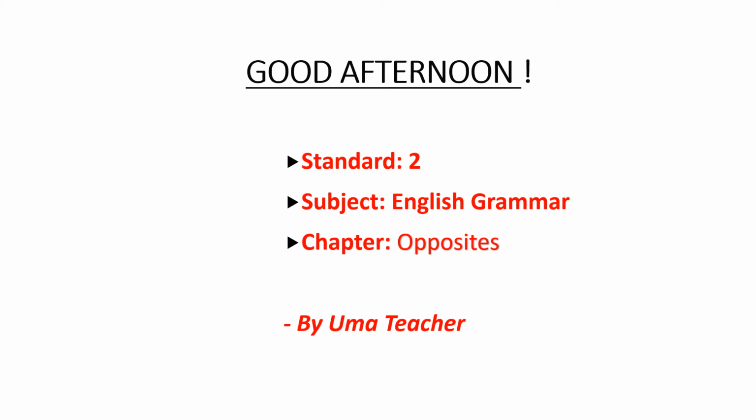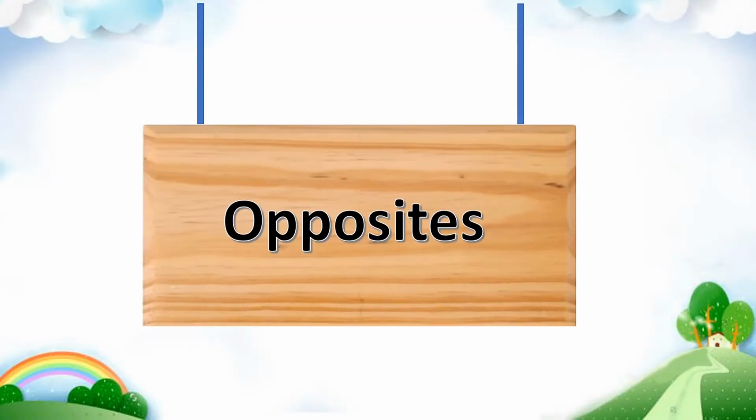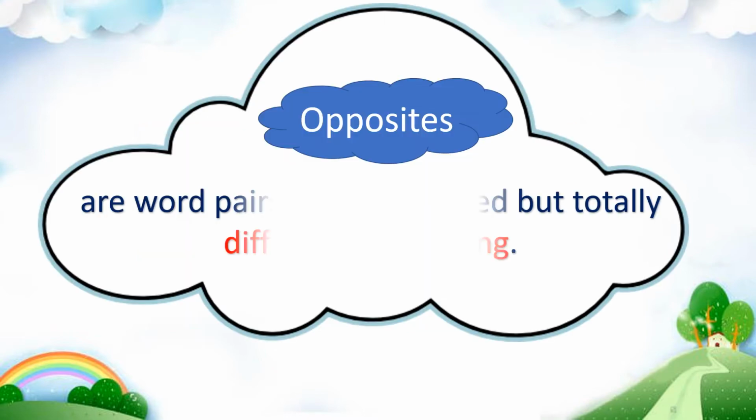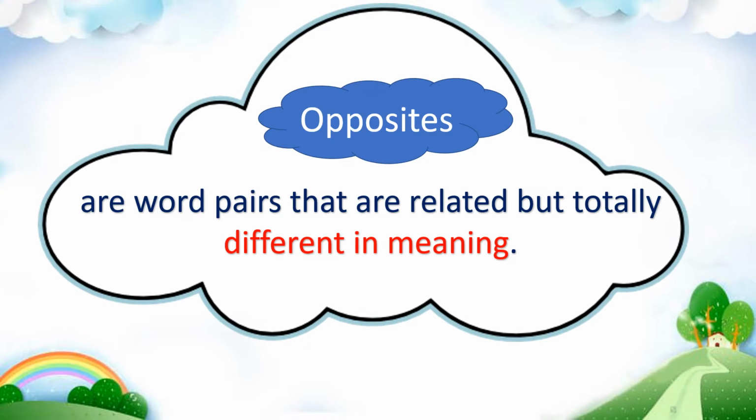Today in grammar we are going to learn about opposites. Let's see what are opposites. Opposites are the word pairs which are related to each other but are totally different in meaning.